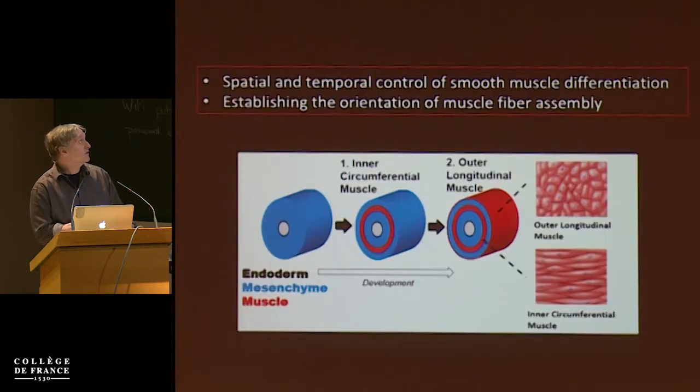So we want to know, how do you get the spatial and temporal control of the patterning? I will tell you now that that's going to turn out to be a signaling story, not a physical forces story. And then how do you get the fibers in the right orientation? That turns out to be based on physical forces. So we're going to start out with the first one. How do you get the muscle layers in the right place?